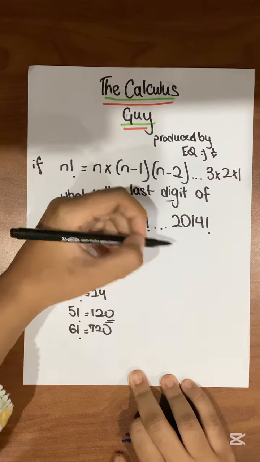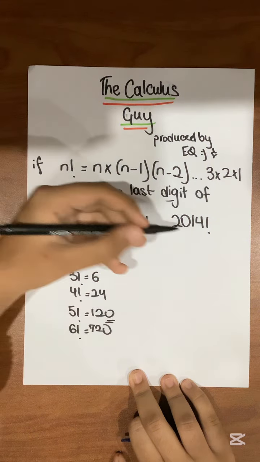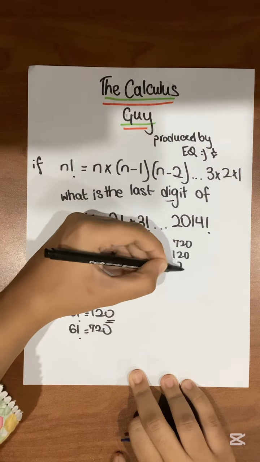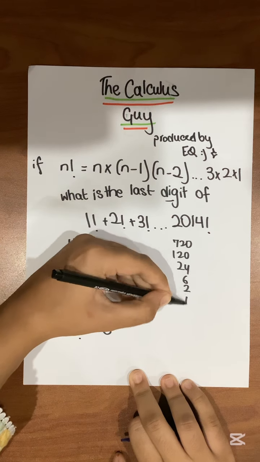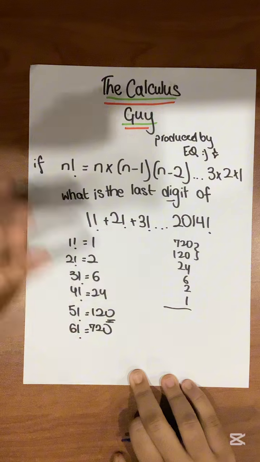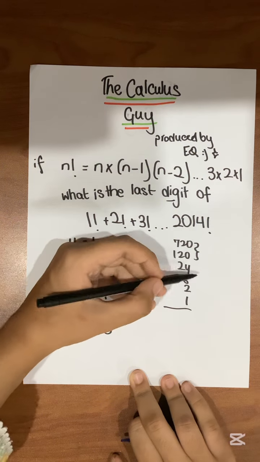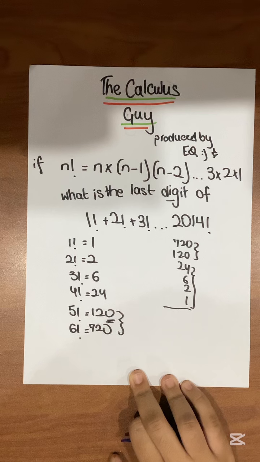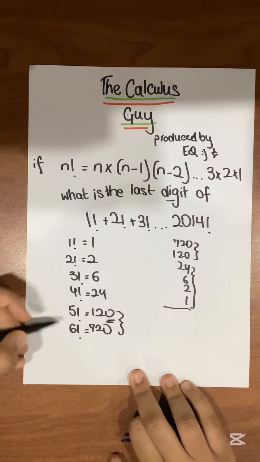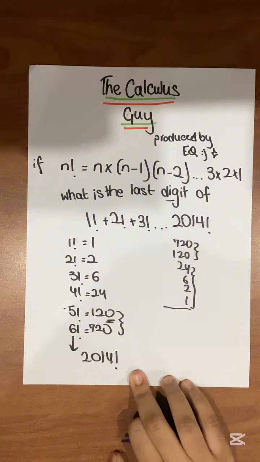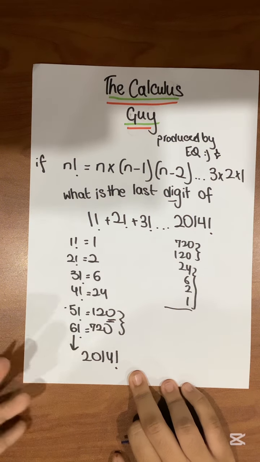What I mean is when we're adding stuff, we basically look at the last digits, right? If we're adding all of these numbers, 720, 120, 24, 6, 2, 1, the zeros will not count because they're already zeros. They have no value in that unit's place. So we're only going to add these ones because the rest of them will always have a 0 in the last digit and that will never count. From 5 factorial all the way to 2014 factorial, it will always have a 0 at the end. So we're not going to count it anyway, right?